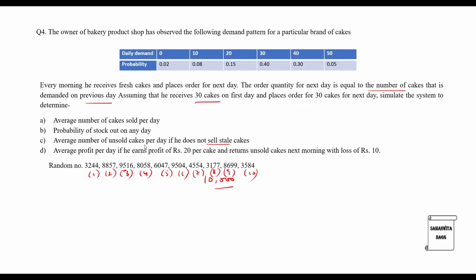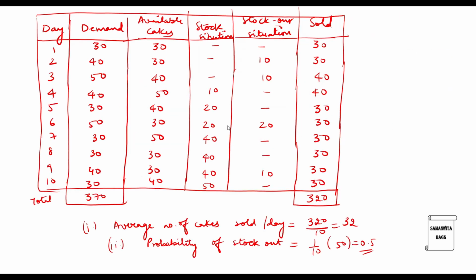Let's go for the third question. Average number of unsold cakes per day if he does not sell stale cakes. So he has not sold any stale cake. So the average number of unsold cakes. So this is the stock, which means he has a total of 50 cakes unsold. So the third one will now be, if you observe, this 50 is the maximum value. So this is 50 upon 10, that is 5.